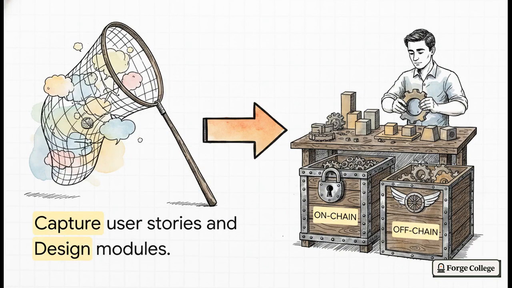Let's break those down. First, in phase 1, you capture concrete user stories and constraints. Something like, as an owner, I can set a greeting, and an event is emitted. Pretty straightforward. Then, in phase 2, you design where those responsibilities actually live. You have to be ruthless here. Decide what absolutely must be on-chain logic and what can safely be pushed off-chain to an orchestrator.